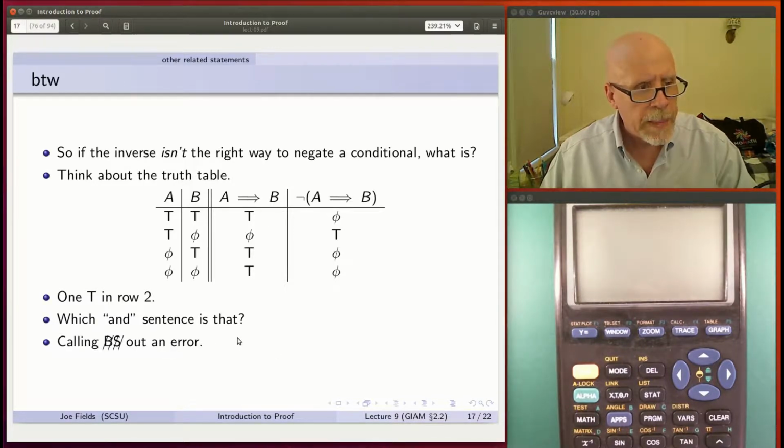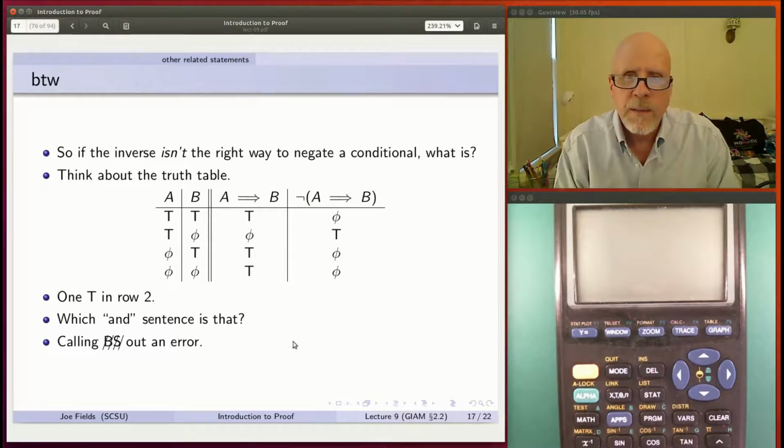Calling out BS. I decided to strike that out and say just calling out an error. It's calling it out when somebody uses an if-then and then it turns out they were wrong or they maybe intentionally lied.